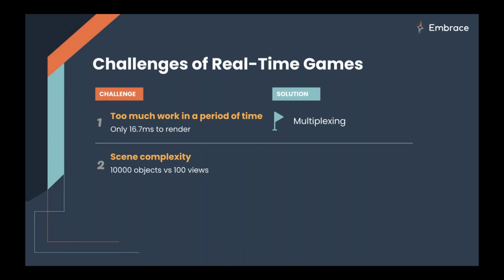Another challenge is scene complexity. Think about the last game you played and how many objects were moving and changing on the screen at once. Typically it's tens of thousands of objects in the scene at any given time. Contrast that with the apps we work on where 100 views on screen would be a lot. More than 100 views and UIKit might not even be able to keep up anymore.